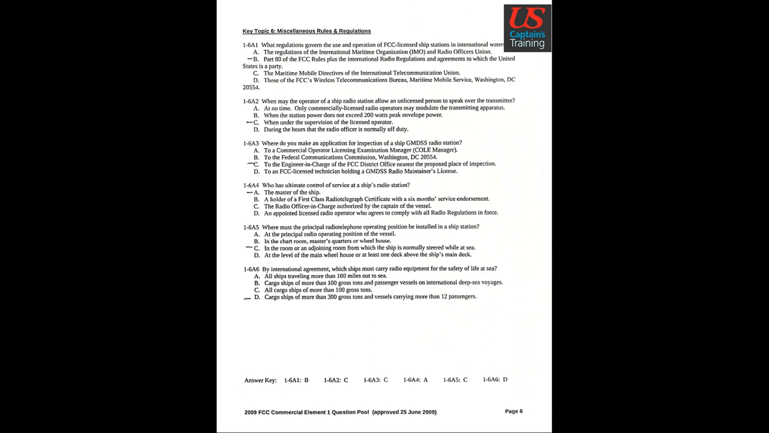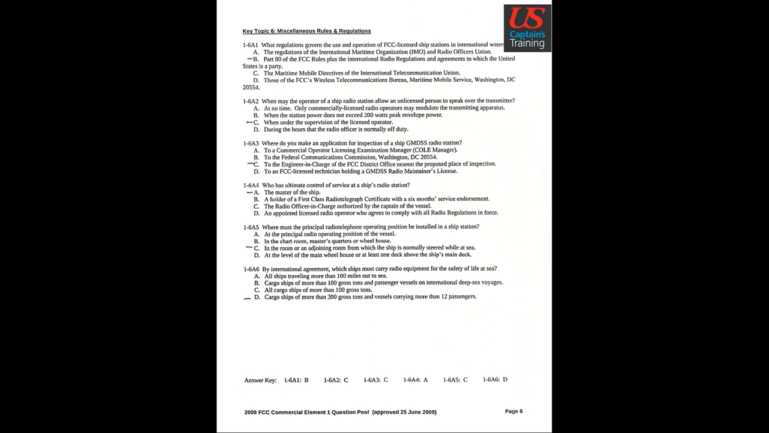3. Where do you make an application for inspection of a ship GMDSS radio station? C, to the engineer in charge of the FCC district office nearest the proposed place of inspection. 4. Who has ultimate control of service at a ship's radio station? A, the master of the ship.